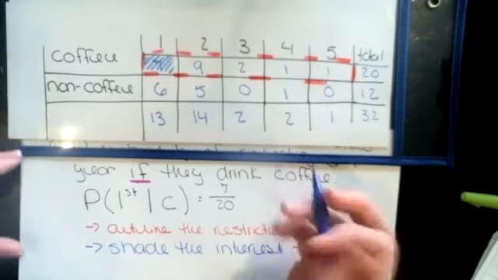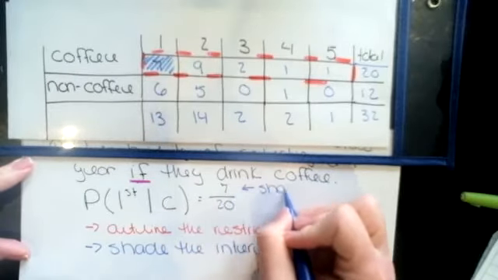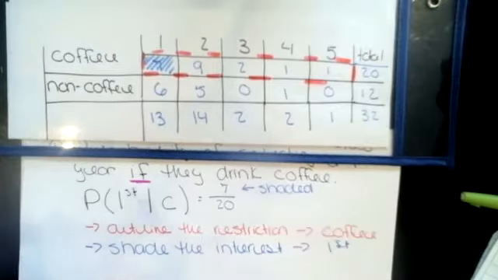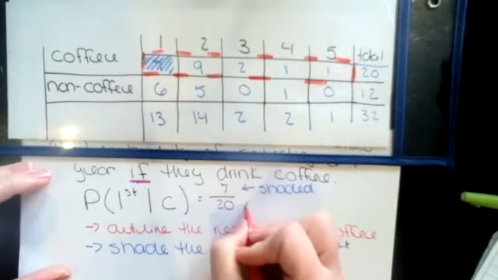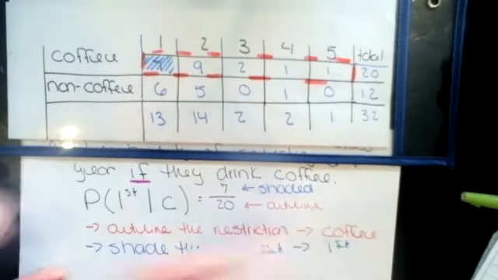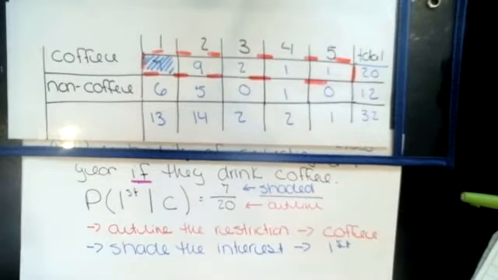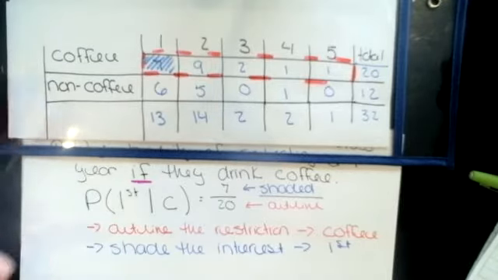Let me just write this. I like to have little extra notes, so if anyone goes back to look, they don't have to second guess what we did. Okay, there, that's the division. Shaded over outline. And that's how we can find conditional probabilities using a two-way table. I love it. It's so simple.